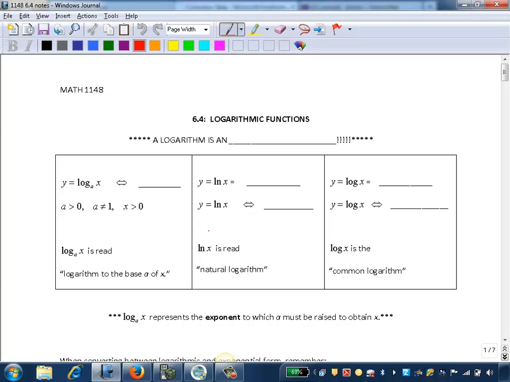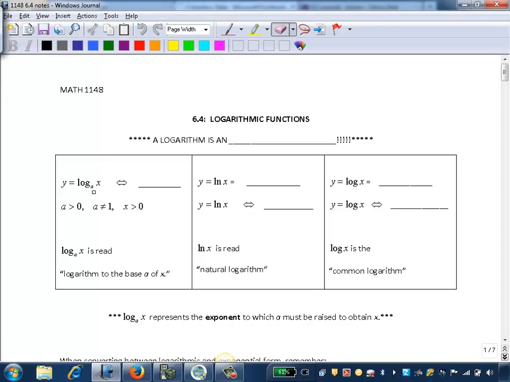We will now introduce a new class of functions called logarithmic functions. So we'll add this to our library of functions, so we'll be able to do transformations and sketch the graphs of these functions. First, we'll look at the notation. So here I have y equals log base a of x. The log is short for logarithm, so this is read log base a of x, or log to the base a of x. So that subscript is the base.